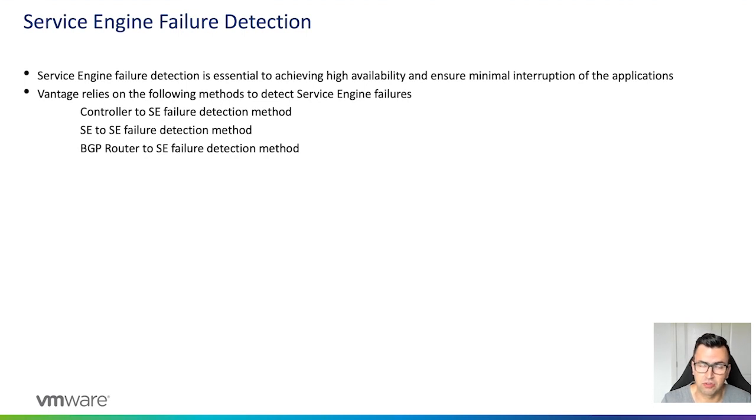The first one is the controller to SE detection method. The controller periodically sends heartbeats to the service engines to determine their state. We can also use the service engine to service engine detection method. This is communication within the service engines. Or we can use BGP router to SE failure detection. This is particular to BGP.